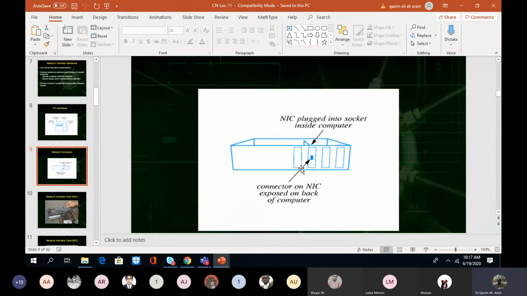Okay, the NIC is plugged into a socket inside a computer. If you can see, this is your NIC that is installed at your slot, and this is its outer interface. The connector on the NIC is exposed on the back of your computer. Here you can connect your network card with your computer, right?